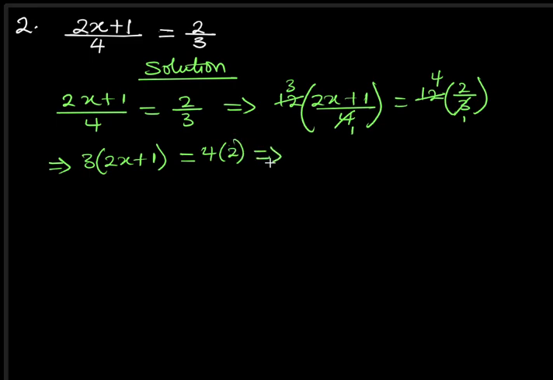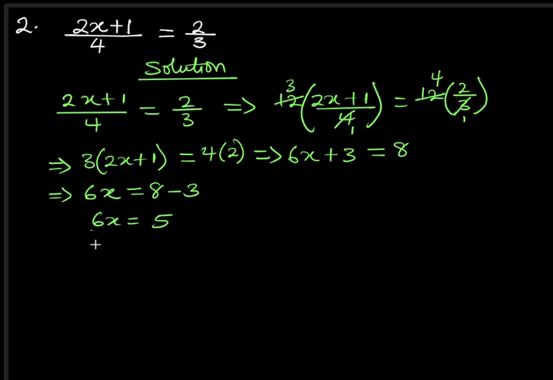And this implies 3 times 2x, that will be 6x, plus 3 times 1, that will be 3. Remember how we remove brackets, equal to 2, 4 times 2, that will give us 8. And then this implies, so we collect like terms there. We have 6x equal to 8 minus 3, and then our 6x equal to 5.